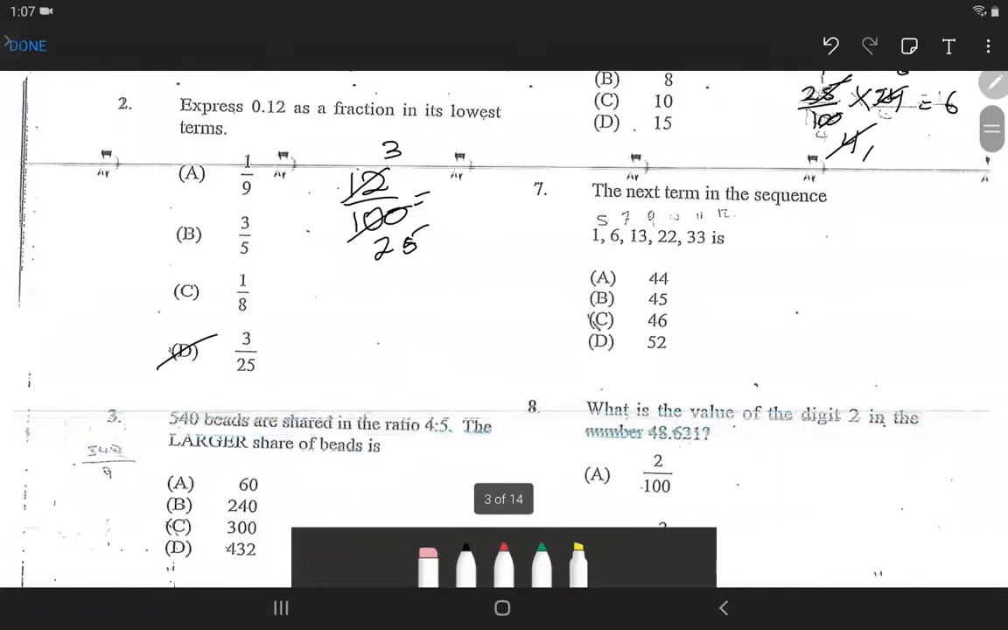Notice that this is another repeat question. So let's do it. The sequence is add 5, add 7, add 9, add 11, then it should add 13, which would be 46.